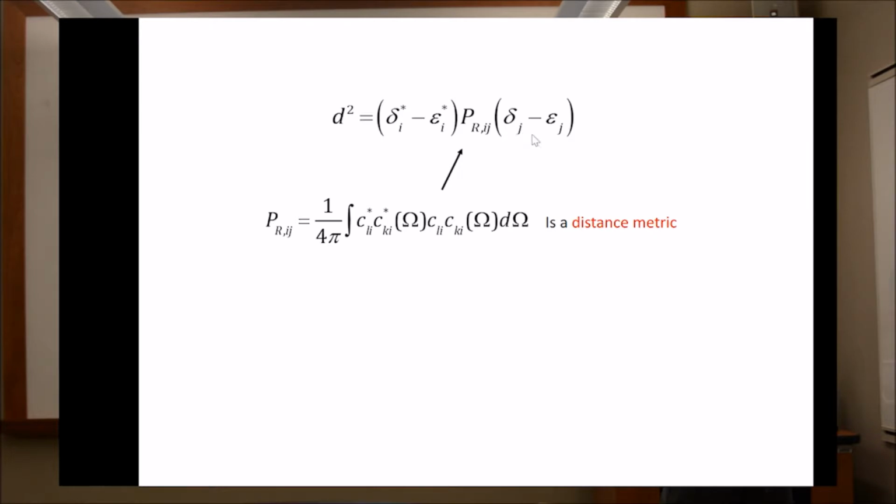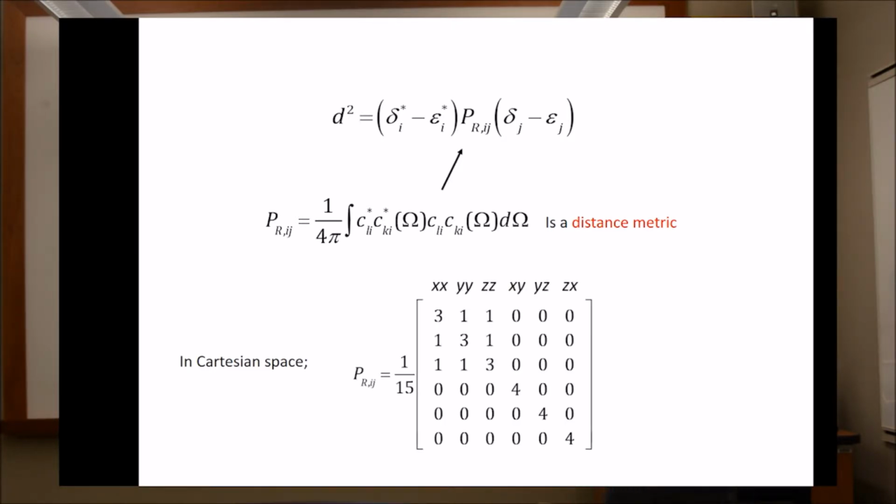And then we have this term in the middle that only involves direction cosine matrices. So we can actually solve this and get a number out for each term. In Cartesian space, there are 36 terms for all the directions. And if we do the math, we come up with these numbers.